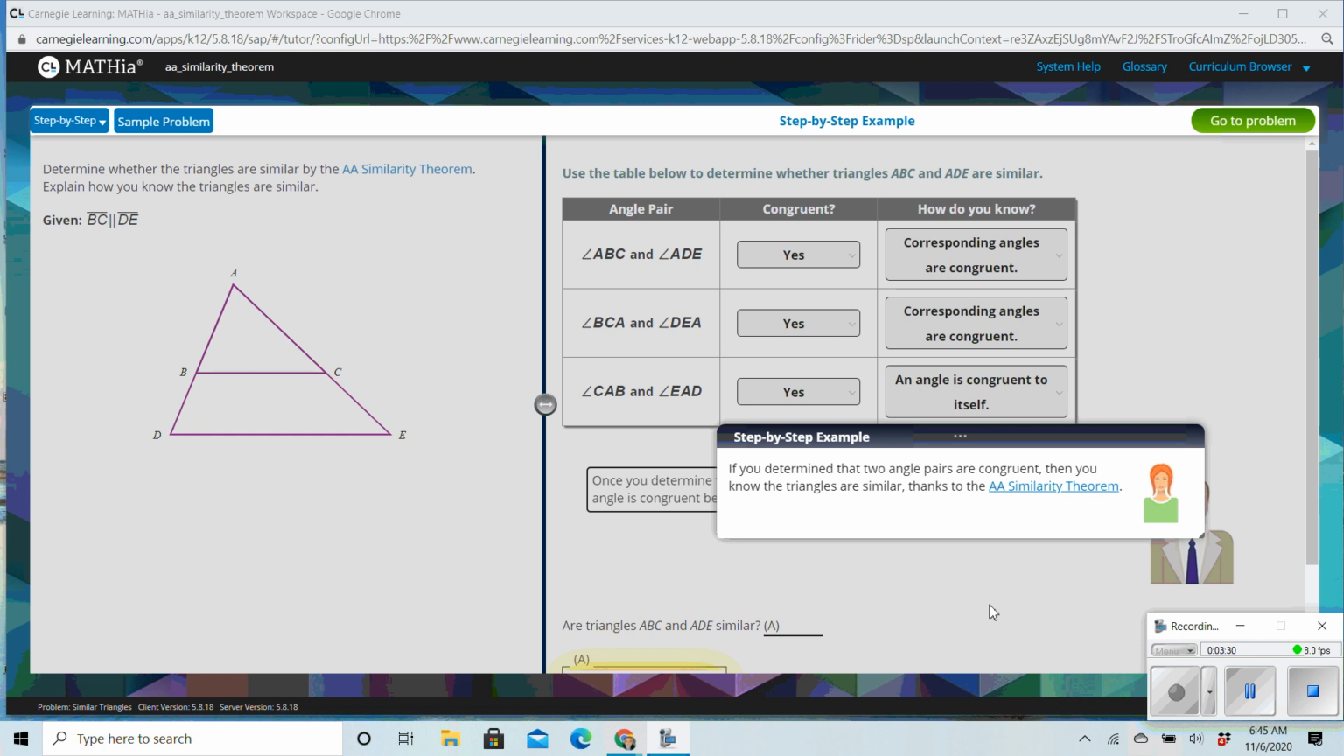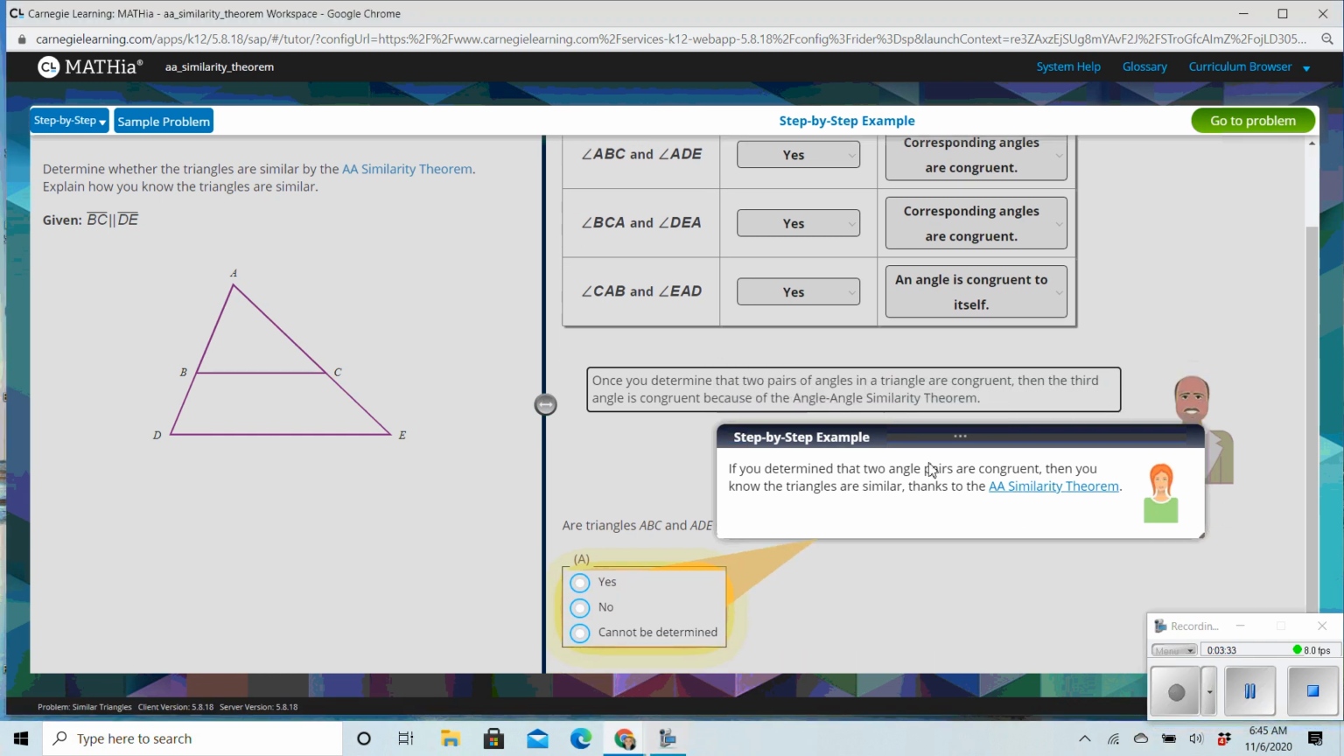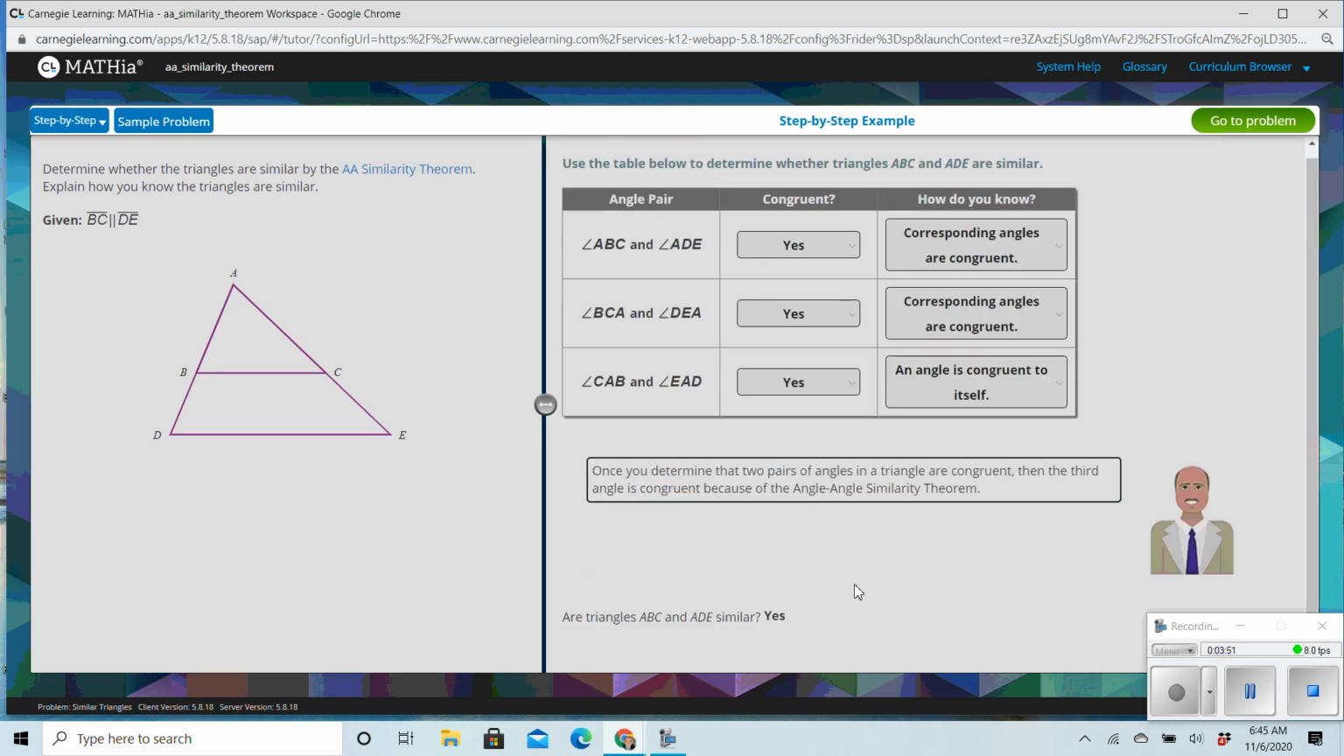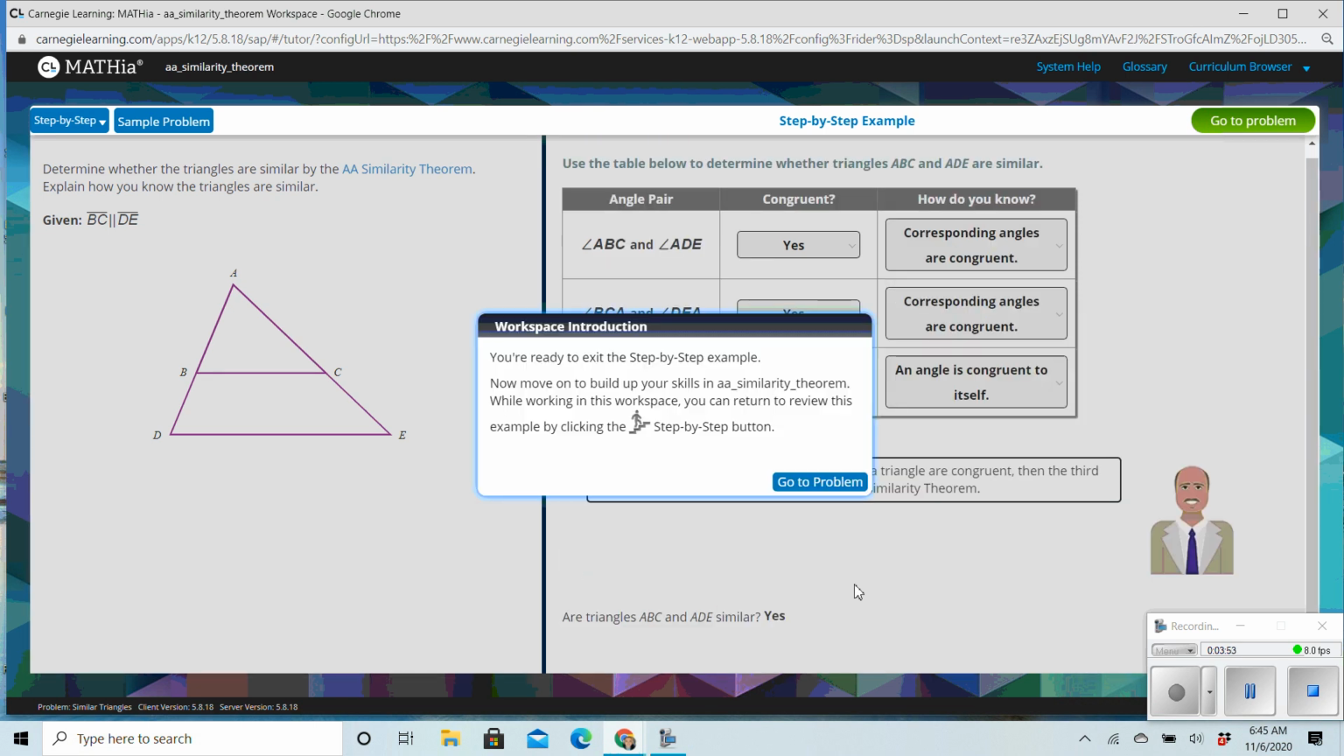Now, before we can say we are done, we have to do one last little piece, and it says, are triangles ABC and ADE similar? Well, we found that at least two of the three angles were congruent, so yes, they are similar. And remember, similar means that they are close to being the same. Now, when you have similar shapes, the side lengths are going to change, but your angles are always congruent. So the angles are always going to stay the same.